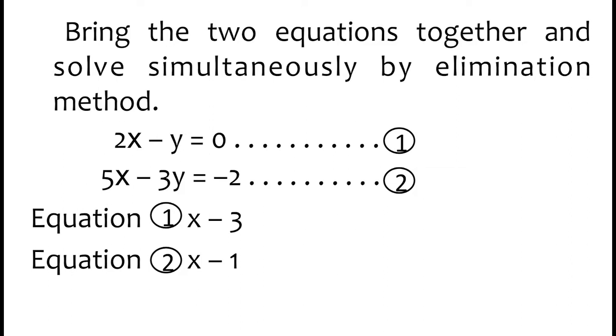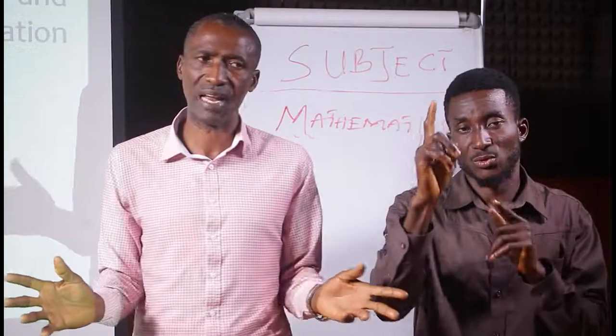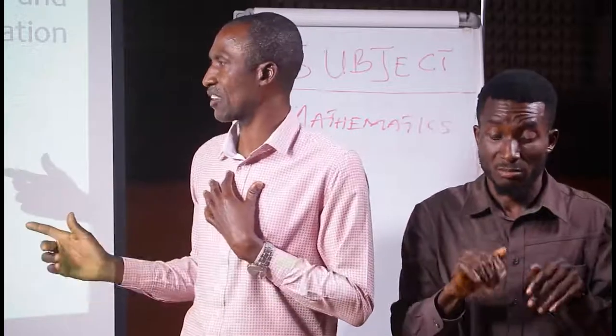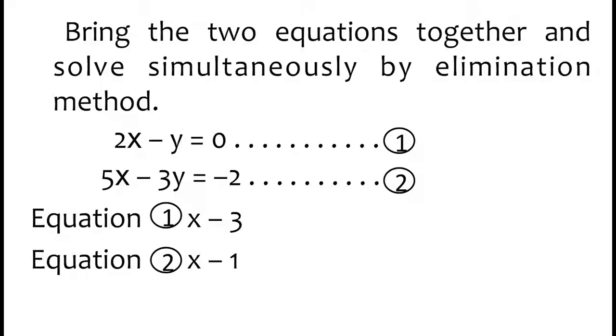Bring the two equations together and solve them simultaneously by the elimination method. I now have 2x minus y equals 0, equation 1, and 5x minus 3y equals minus 2, equation 2. You can now see that the terms are not balanced, but I chose to balance y. By balancing y, I am multiplying equation 1 by minus 3, which is the coefficient of y in equation 2. And I multiply equation 2 by minus 1, which is the coefficient of y in equation 1.